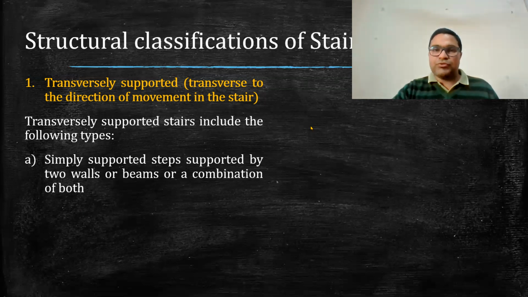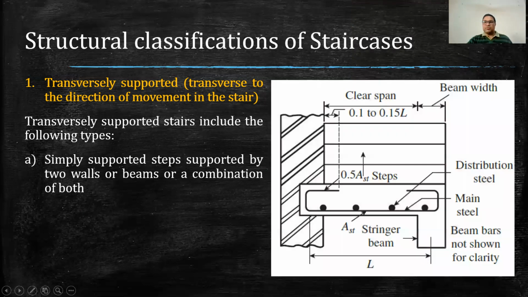Now I will show you that in the sketch. So the transversely supported staircase will look something like this. In this case, you can see this is the section of one step, and it is supported on one end with the wall, and on the other end, it is supported by a beam. So this staircase may be categorized as transversely supported. So bending will occur like this.